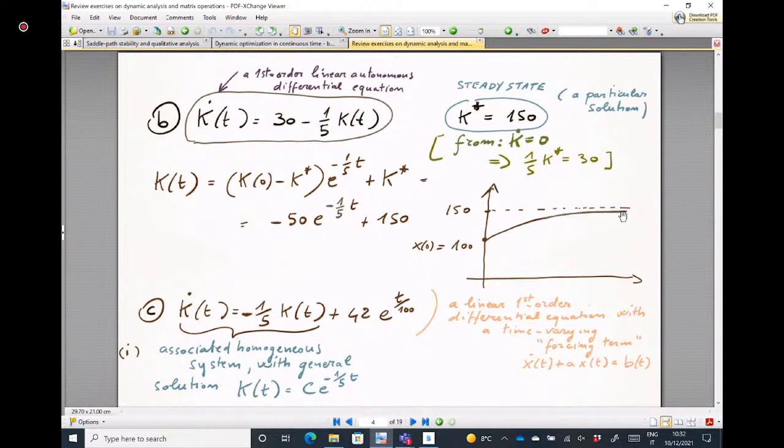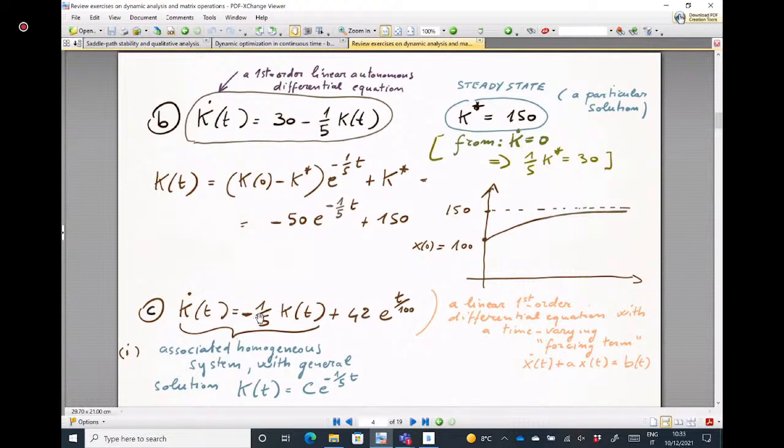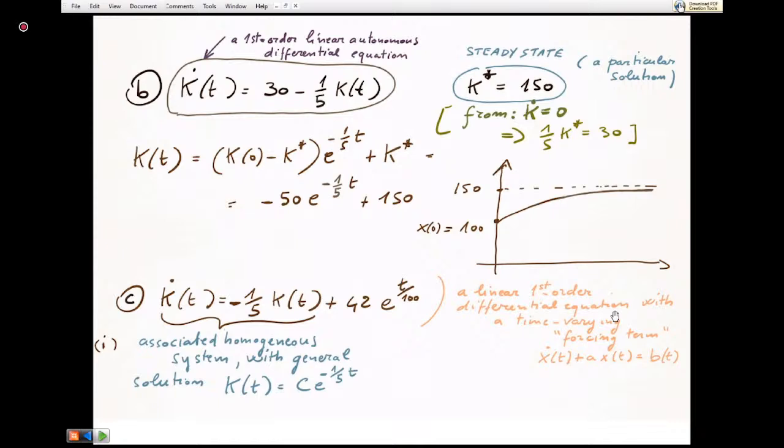And the final model is K dot is equal to minus 1 over 5k plus 42 exponential of, it was 0.01 t, so t over 100. This is a linear first order differential equation with a time varying forcing term. So this is not constant, this changes over time. Our b becomes b of t.